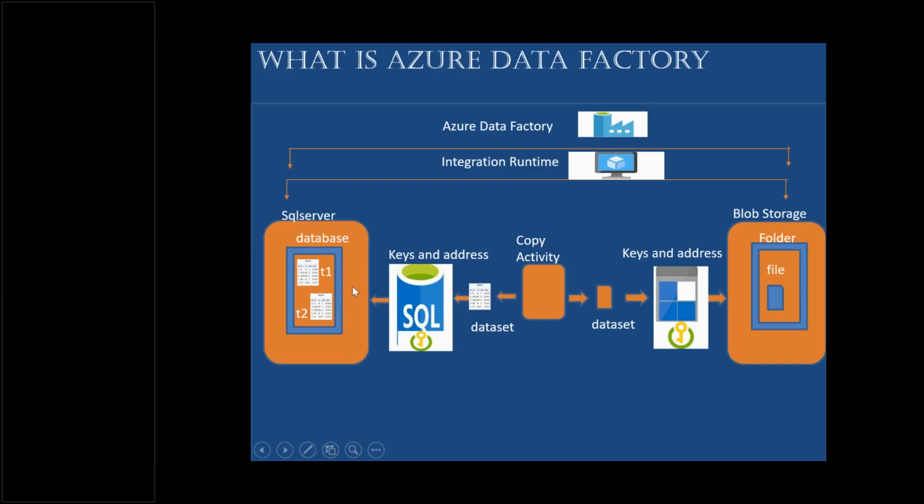What is this key and address for connecting and all? This is one linked service. This is another linked service. This is the source dataset. This is the sink dataset. This is a copy activity. You understood now what is Azure Data Factory?